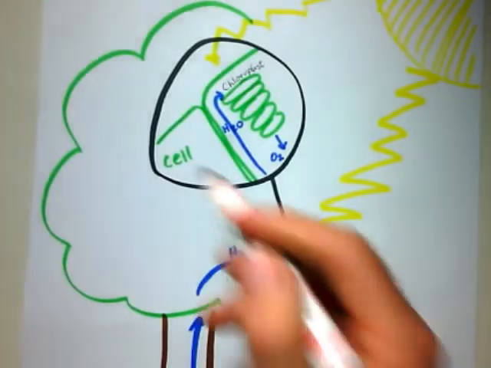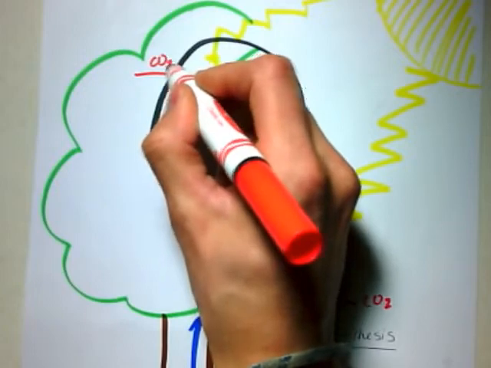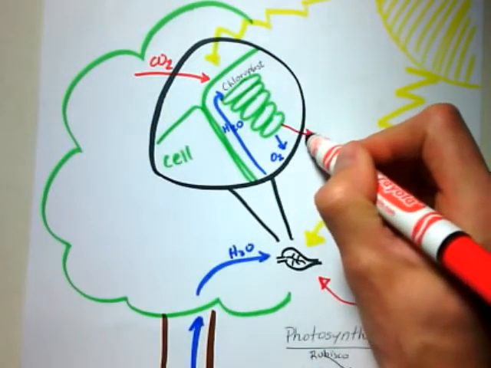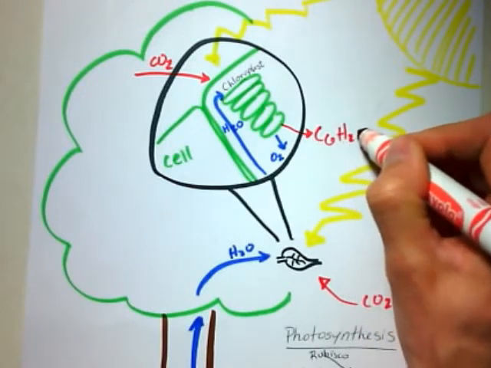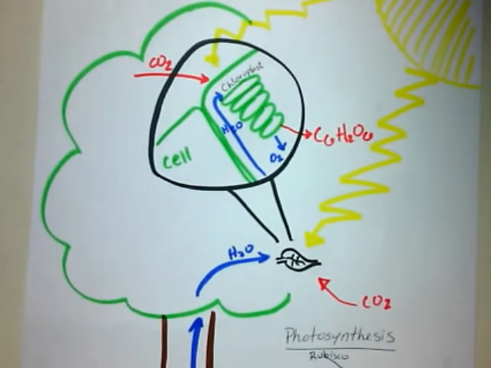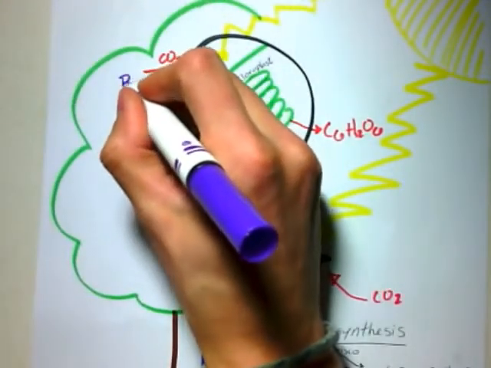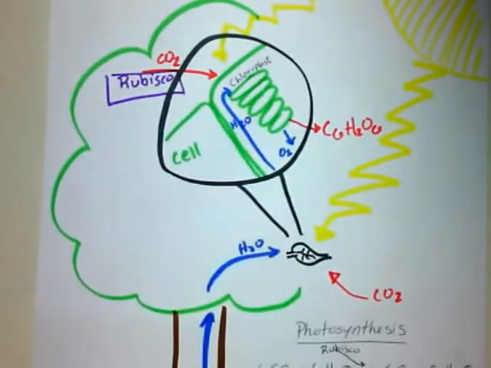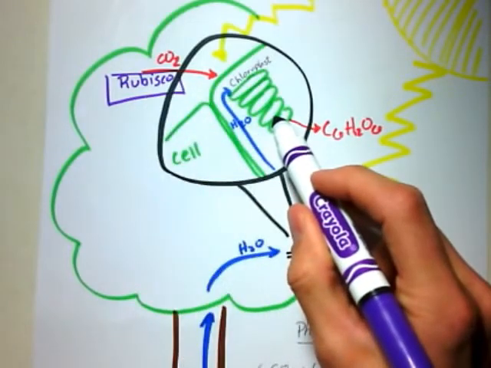The other thing that's coming in from outside is the CO2. CO2 goes into this chloroplast and out comes glucose, C6H12O6. Important thing about carbon dioxide, you have this Rubisco that carries it. It's just like the hemoglobin. Carbon dioxide has to go with Rubisco to get to the cell of the plant.